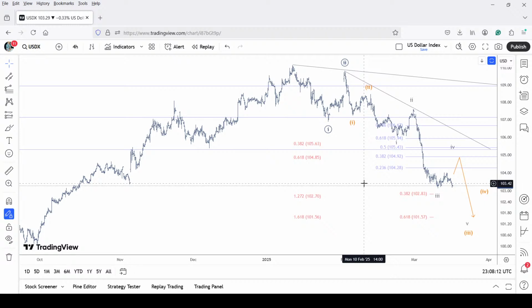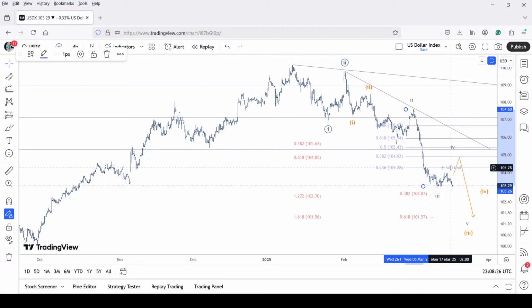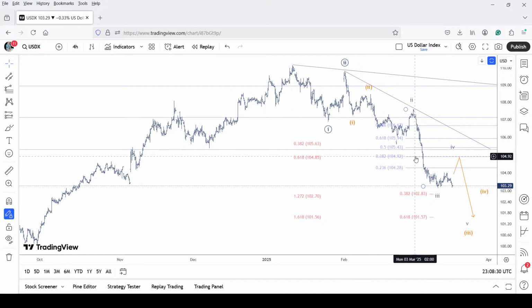It's better to wait. If you've booked all profits, it's better to wait for a corrective wave to push through 104. I think 104.26 now. That's the 23% retracement, and the second one is 104.90, which is the 38.2% retracement. All right, so that's the scenario.